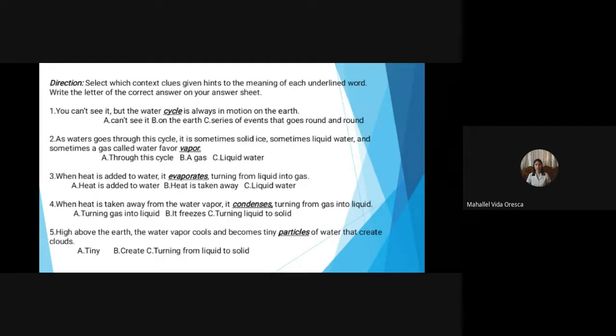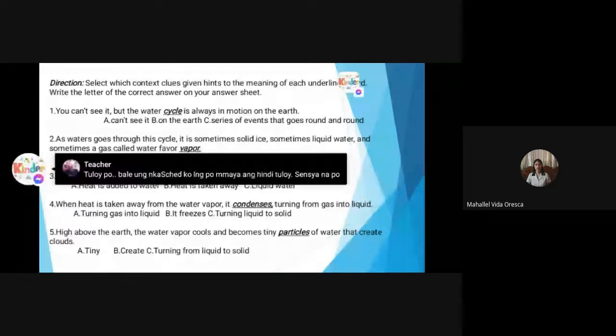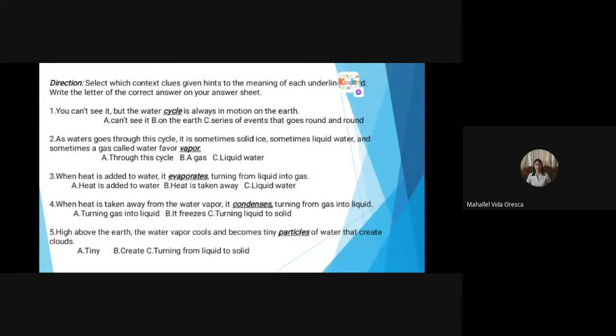Now, let's have a short quiz. Direction. Select which context clue gives hints to the meaning of the underlined words. Write the letter of the correct answer in your answer sheet. For number 1, you can't see it, but the water cycle is always in motion on the earth. Okay, write your answer sheet.